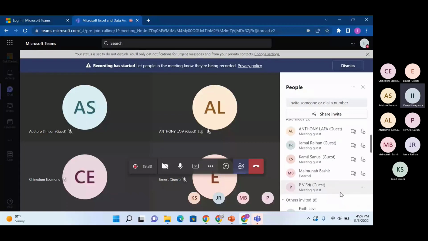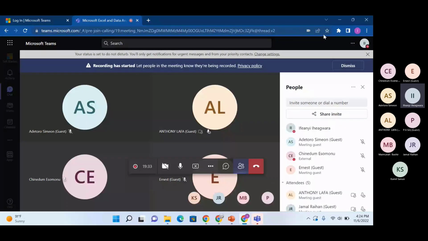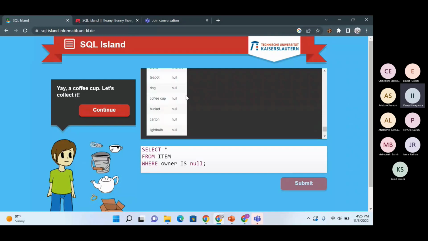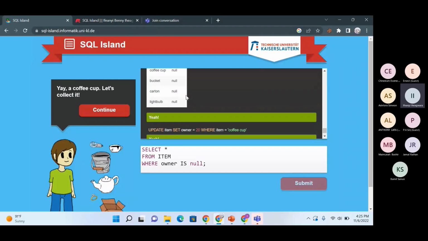All right, so we'll get a list of items. The first thing we need to do is update all these items, and they've shown us a clue of the commands. So these are the different items, and we need to update them so that we're now the new owners of the items. You can use UPDATE item, set the owner to be the person, where the item is a coffee cup, which is this item.